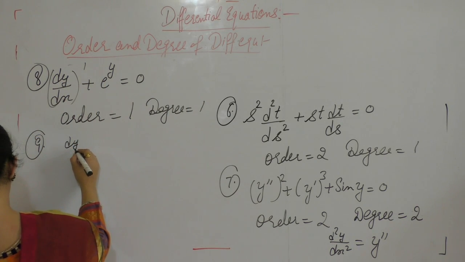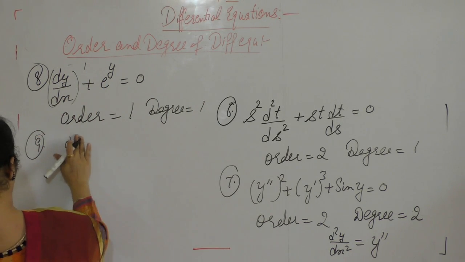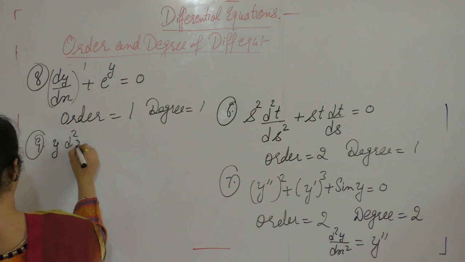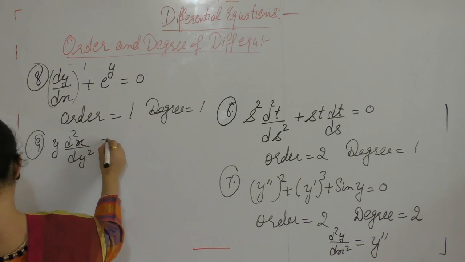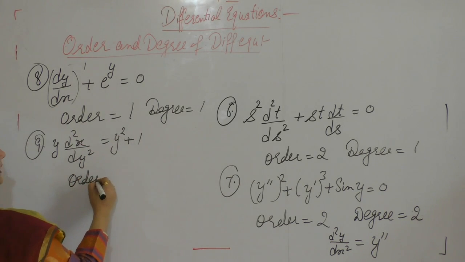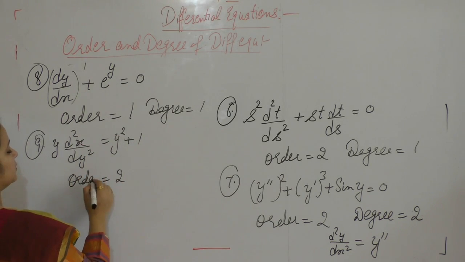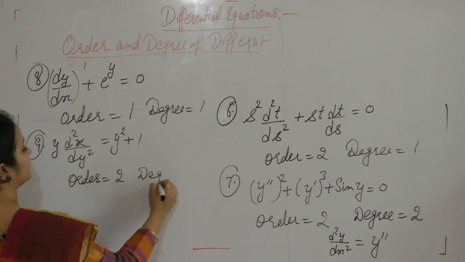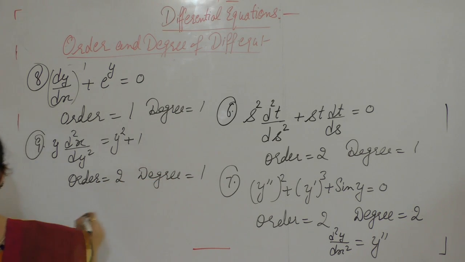Next, y d square x upon dy square is equals to y square plus 1. Here second order derivative, so order is 2 and degree of second order derivative is 1.